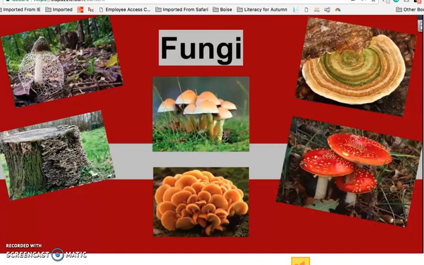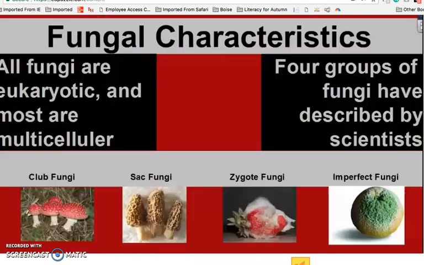So here you can see a bunch of different types of fungi that you might encounter in your daily life. Maybe if you're walking out in the woods or something, you'd see these different types of fungi.